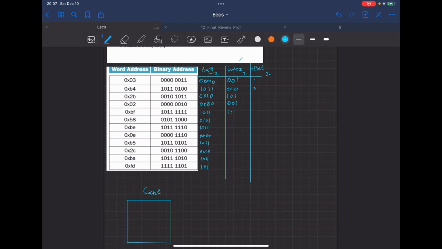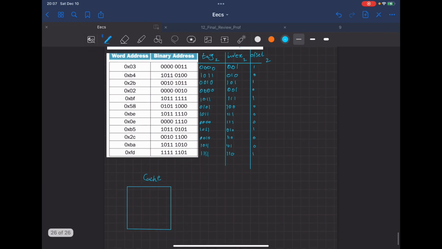This one's going to be 0, 1, 0, 1. Then we got 1, 0, 0, 0, 1, 1, 1, 0, 1, 1, 1, 0, 0, 1, 0, 1, 1, 1, 0, 0, 1, 0, 1, 0, 1, 1, 0, 1. All right, great. Now we can get started with the cache.